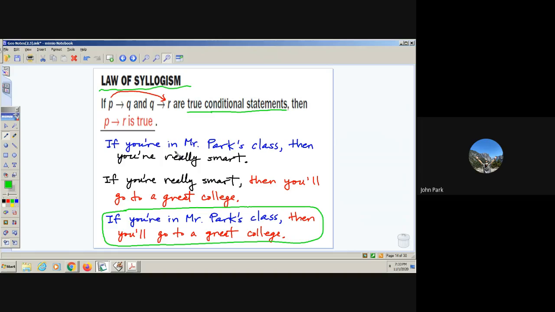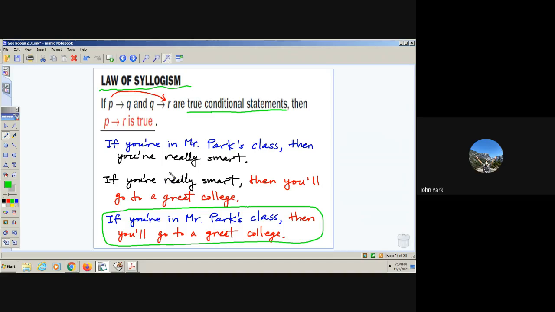So here is something again you're familiar with. If you are in Mr. Park's class, then you are really smart. So this is P implying Q, right? And then I start with Q. I color coordinated here, I don't know if you can see. If you're really smart, which is the Q, then you will go to a great college. So that's the R. So then I can skip the Q part in the middle.